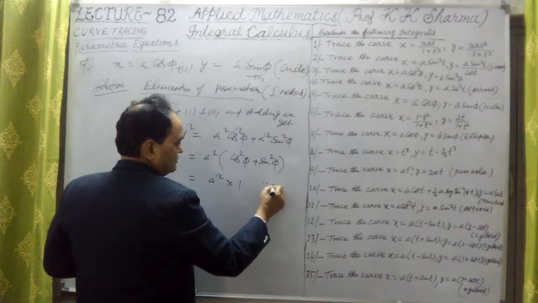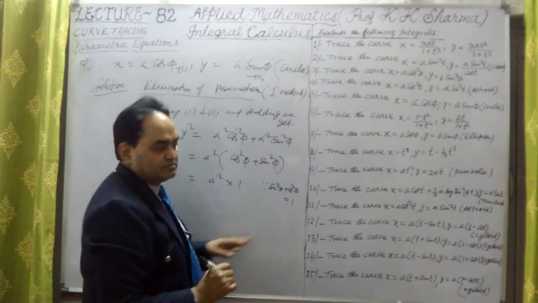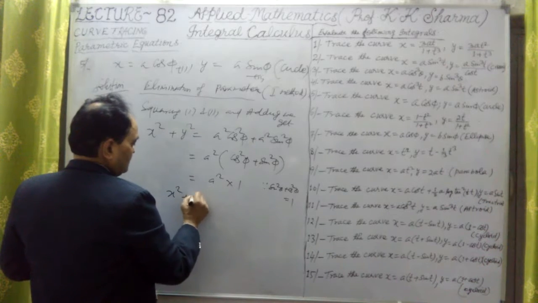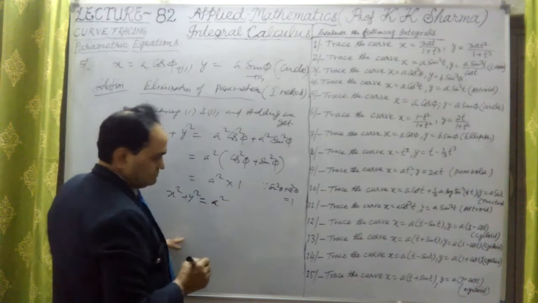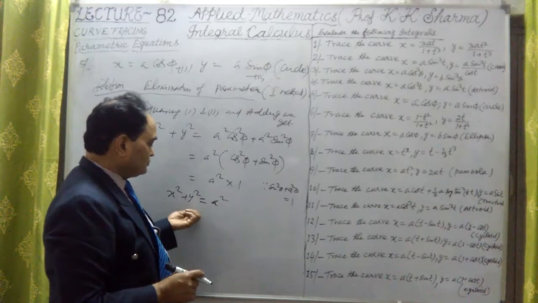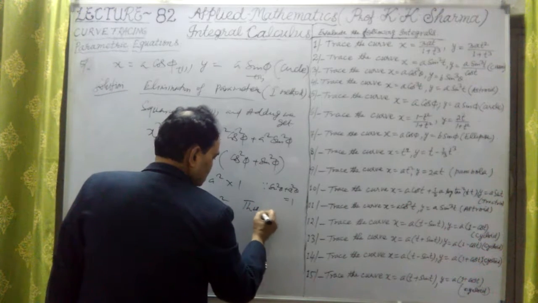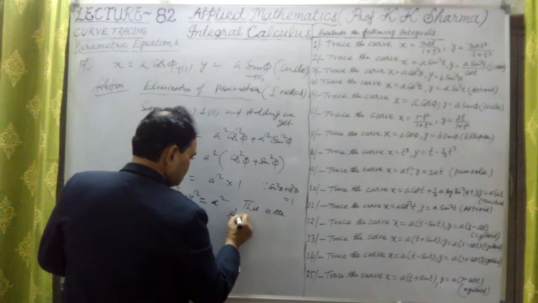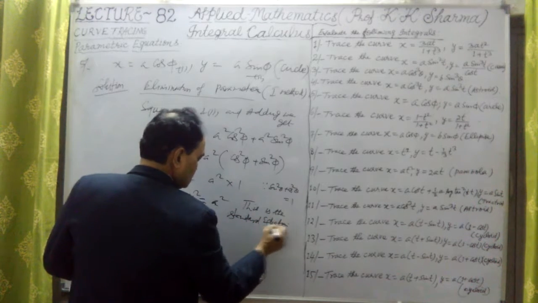Since sin square theta plus cos square theta is equal to 1, a trigonometric identity, this is simpler. We know about this. So this is a square only. So x square plus y square is equal to a square. Now in this case, a simple equation. This is the equation of a circle with center 0, 0 and radius a. This is the standard equation form of a circle.